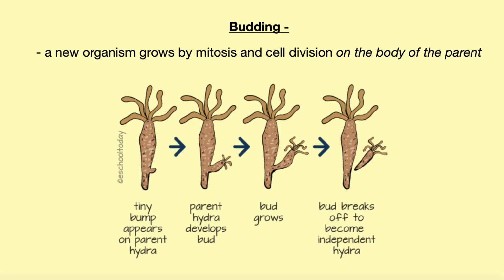Then there's budding. A new organism forms by mitosis and cell division, but on the body of the parent. This baby, in quotes, is forming on this hydra. As it forms and grows, it stays connected. Eventually, it will break off and then grow to be the same size, but this baby, this offspring, hydra, is genetically identical to the parent.